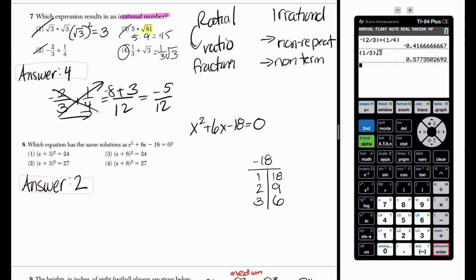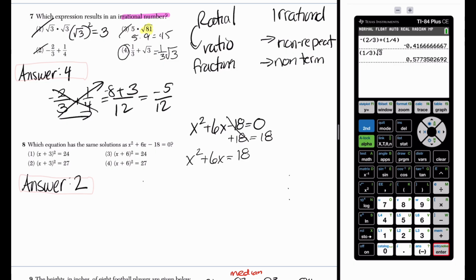Here I'd have a difference of 17, difference of 7, difference of 3. None of them do. So what I'm going to do is just add 18 to both sides. And we're going to have x squared plus 6x is equal to 18. Now I'm going to complete the square. I'm going to show you visually what that looks like.